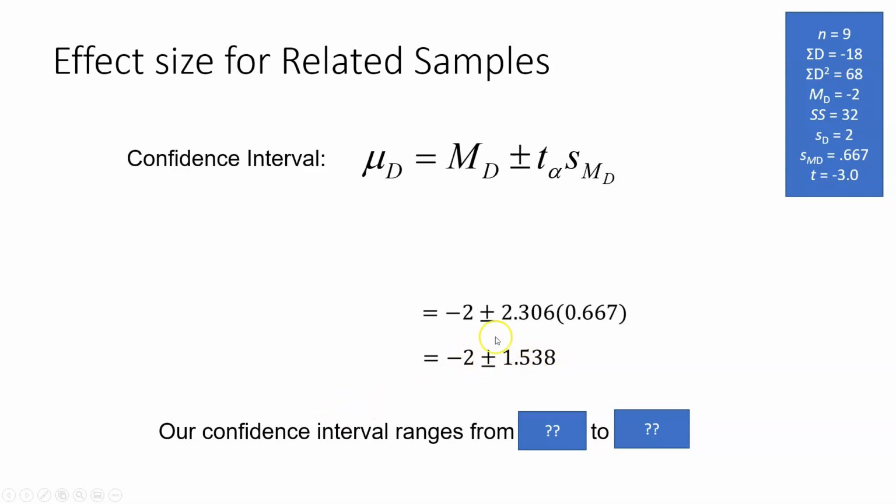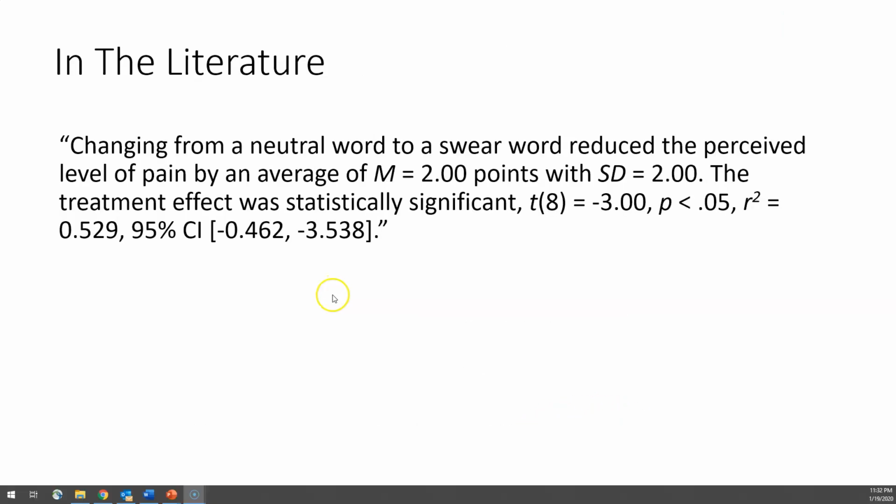So if you carry this through on the upper side and the lower side, you should see that our confidence interval ranges from, pause your video and carry this through, you should find that it ranges from -3.5 up to -0.46. But notice that both of these are negative, so the range does not include 0, which means this is a statistically significant finding.